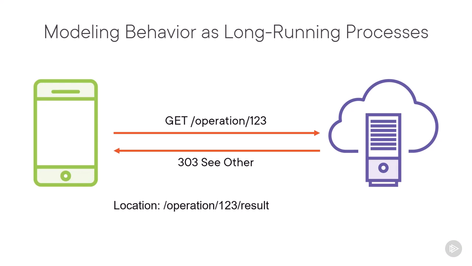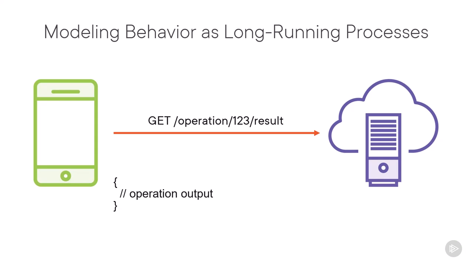Assuming that the operation completes successfully, then eventually the server returns a result which includes the location of the operation's result. Then the client is able to make a GET request to this new URI, which in turn will provide the output from the long-running operation.